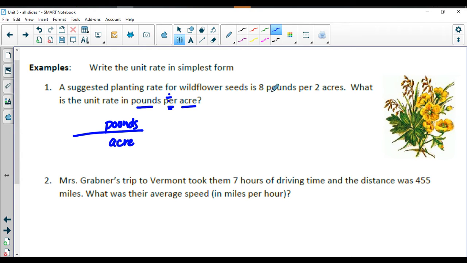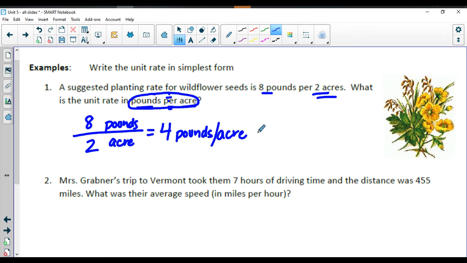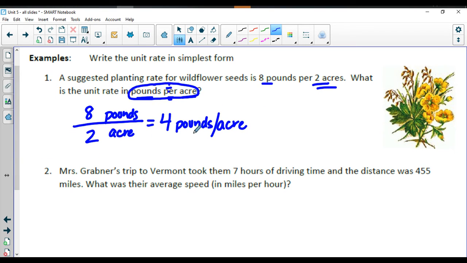So looking back in our problem, we have 8 pounds. So 8 goes with the pounds label. 2 acres, so 2 goes with the acre. And then we just divide. 8 divided by 2. So we're actually going to use the division sign on your calculator. 8 divided by 2 is 4. And then we need to put this label. Label is typically right inside the problem here. Pounds per acre. Instead of writing per every time, you are welcome to use a slash. That's pretty much common in math, especially when we're talking about rate, and that would be read 4 pounds per acre.